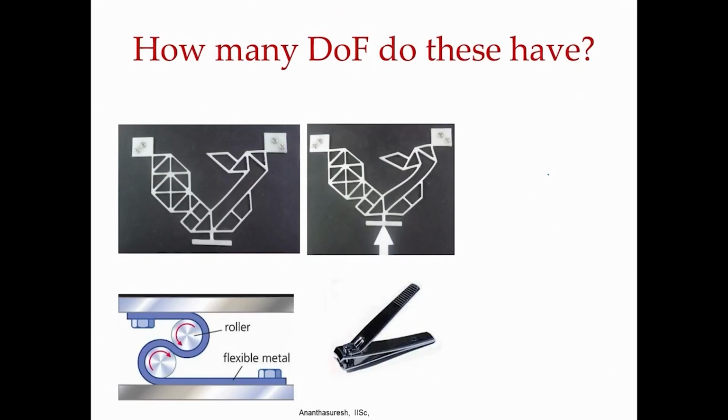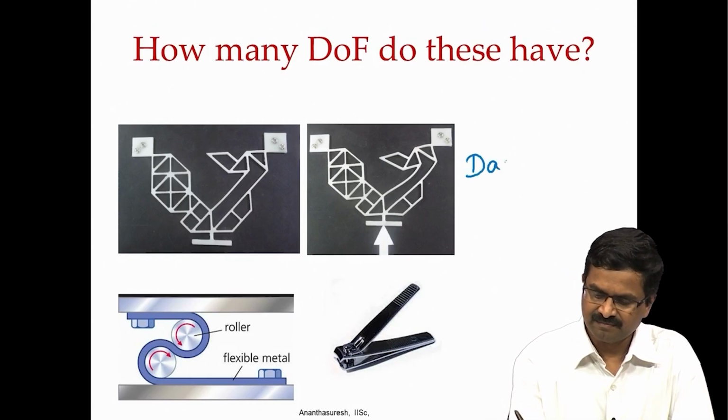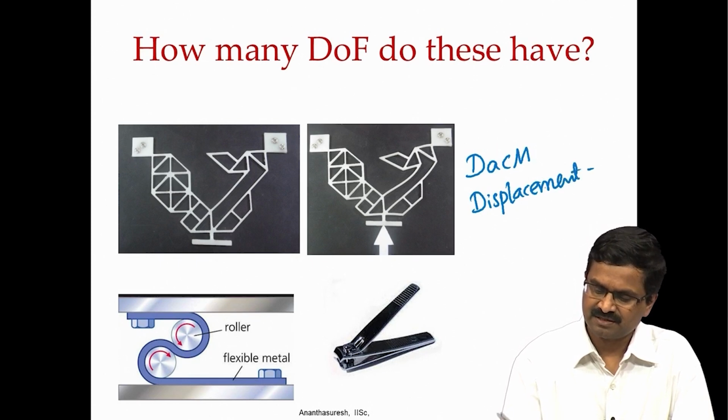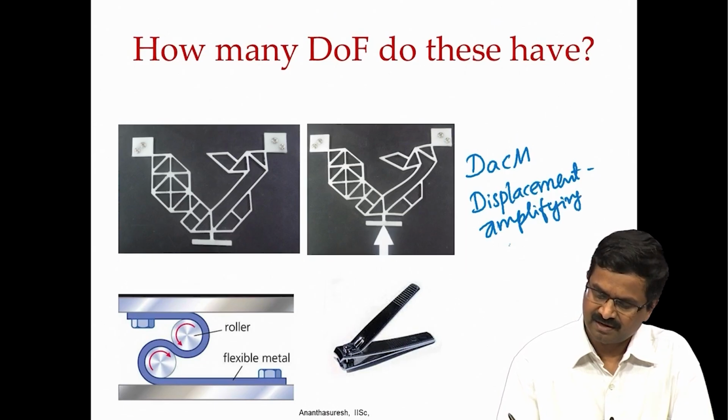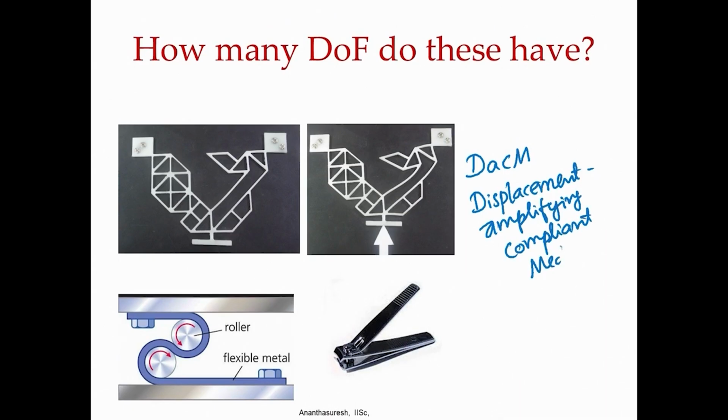Now, let us ask the question, if we have compliant mechanisms such as the ones shown here, this is a DACM. Since we are going to use it a lot, let me define that. It is displacement amplifying compliant mechanism, DACM. If we have such a thing, it may look complex, but we want to talk about degrees of freedom of such a mechanism, or what is known as Rollamite joint.